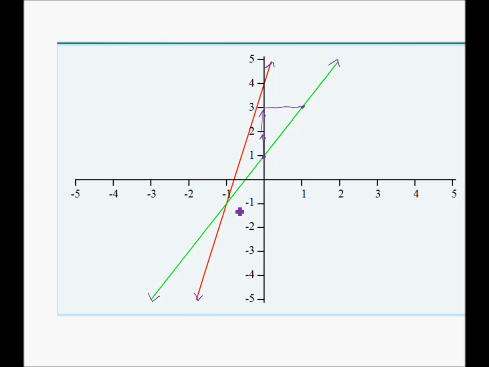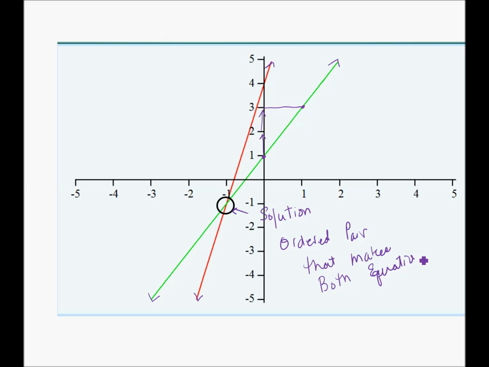Now my two lines intersect. And once they intersect, I can draw a circle around them. That intersection point is my solution. It's the ordered pair that makes both equations true. Well, what if I graphed wrong?